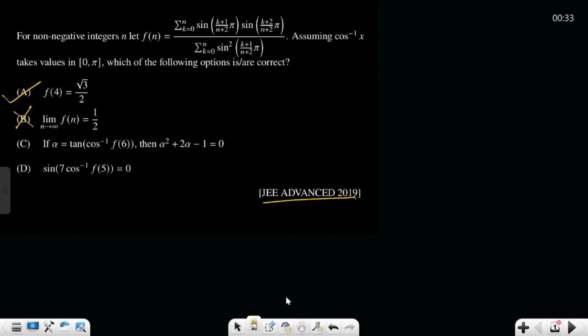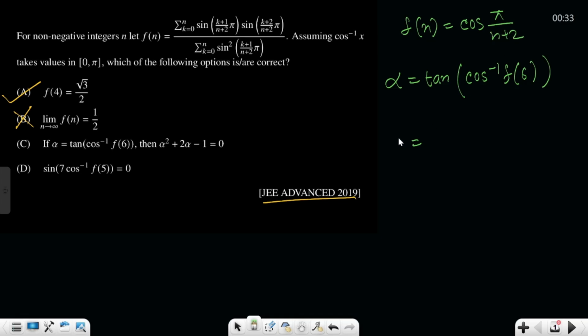Now let's check for the third one. Okay. Now here we need to find alpha. Alpha is equal to actually tan of cos inverse f of 6, right? So f of n is equal to cos pi upon (n plus 2). Right. We got it. So this will be tan cos inverse cos of... Now if we put n equal to 6 here, we will get cos of pi by 8, right? So this will be actually tan pi by 8.